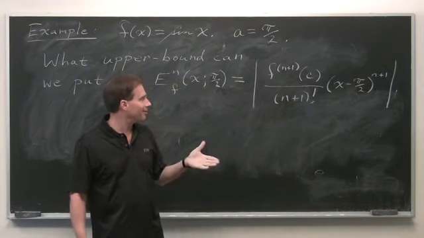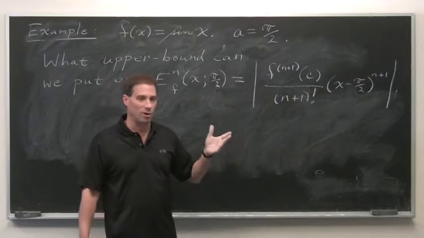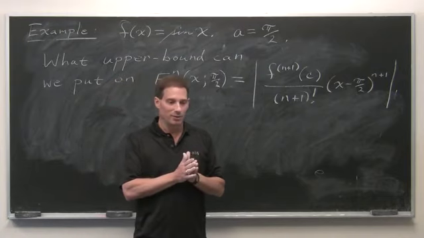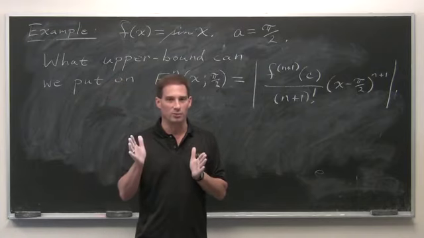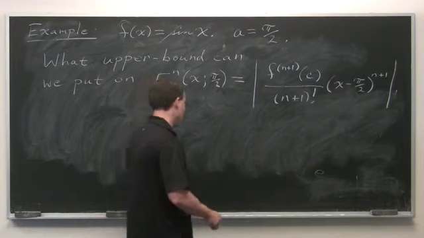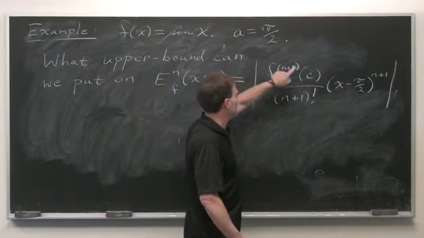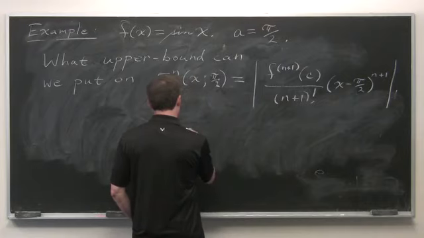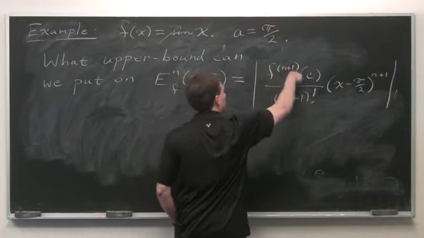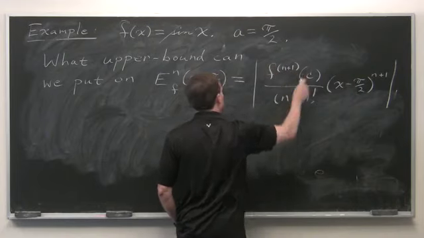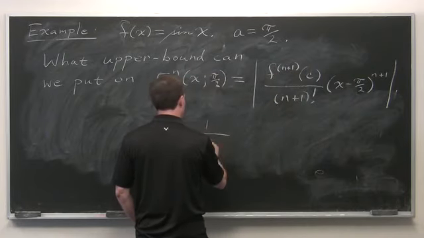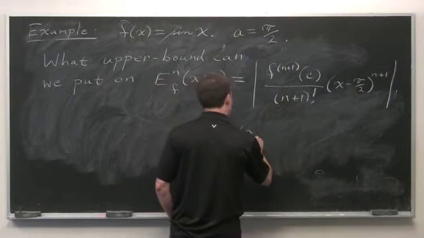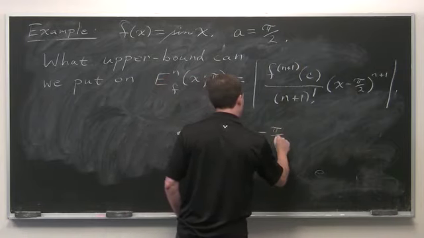How do we deal with that? The absolute value of sine or cosine is always less than or equal to 1. The biggest sine and cosine ever get is 1, and the smallest is minus 1. So in absolute value, this part is always less than or equal to 1. So you can just drop it out, because we know its absolute value is less than or equal to 1. So we get that this is less than or equal to the absolute value of x minus pi over 2, to the n plus 1, over n plus 1 factorial.